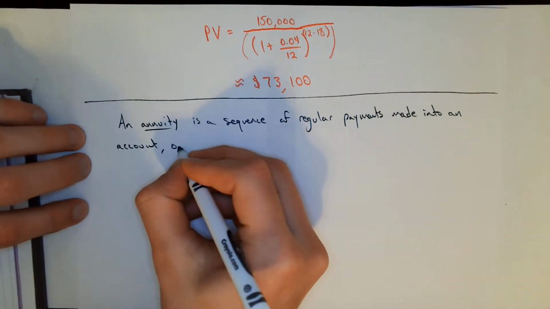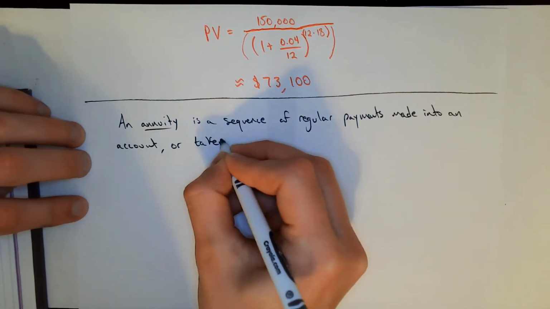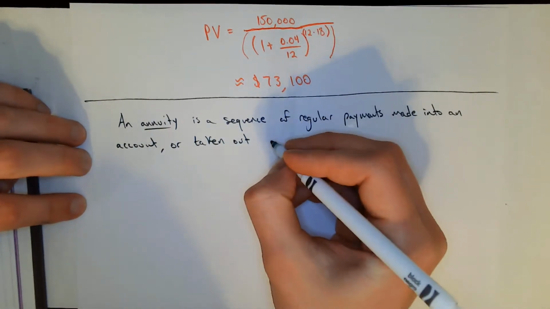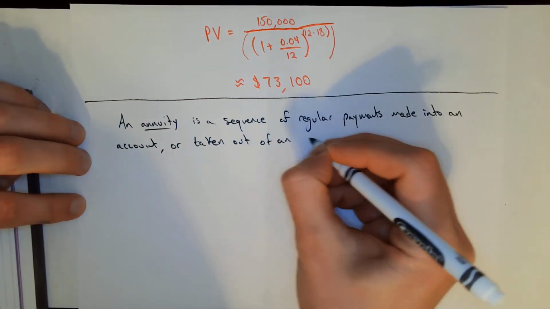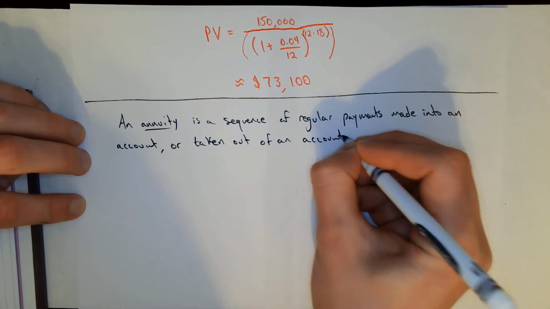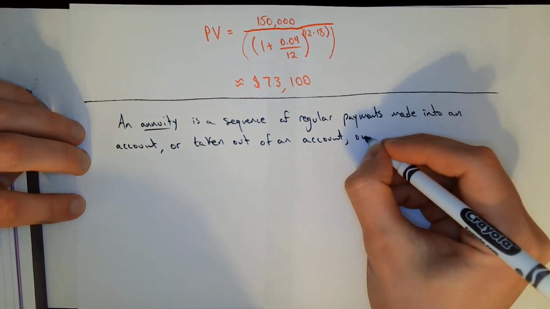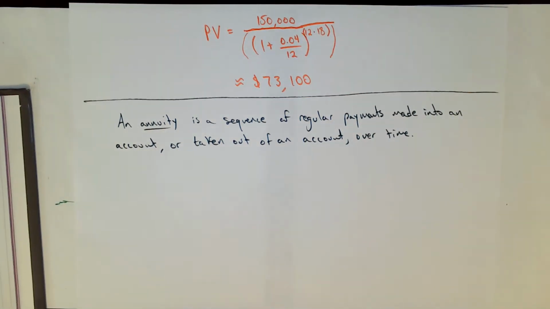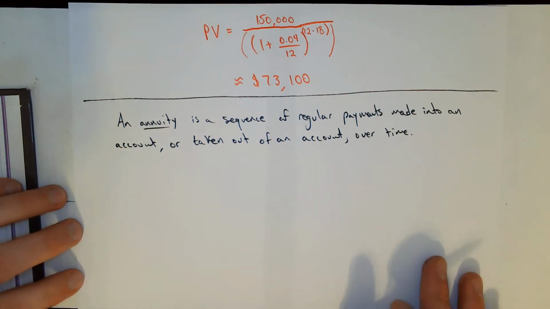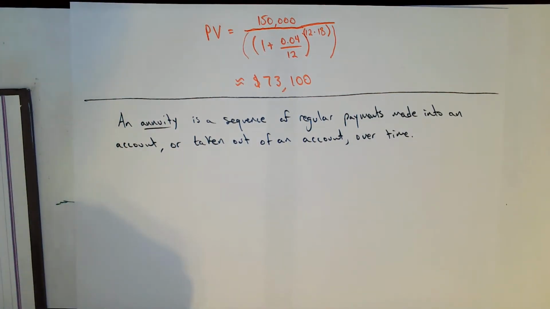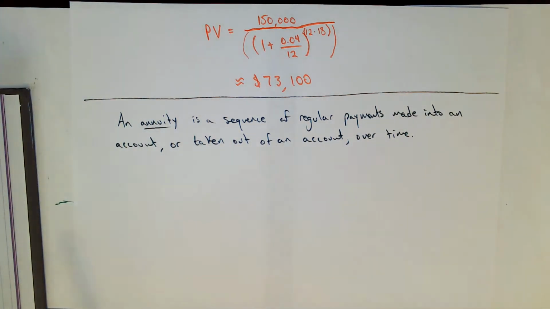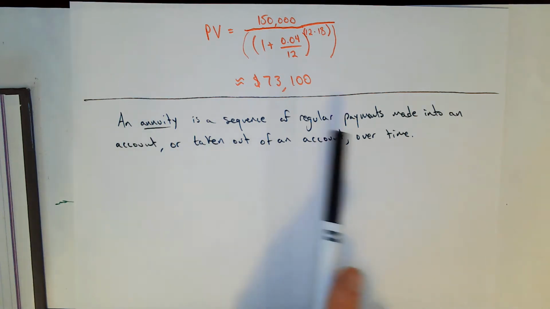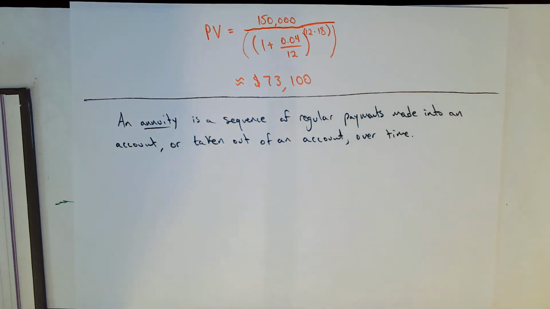Now, it can also be something that's taken out over time. So an annuity, probably we're going to be dealing mostly with payments being made into an account, because we like to think of, our examples are always savings accounts. So you would be making payments into the account. But an annuity can also be a sequence of payments regularly being taken out of the account.